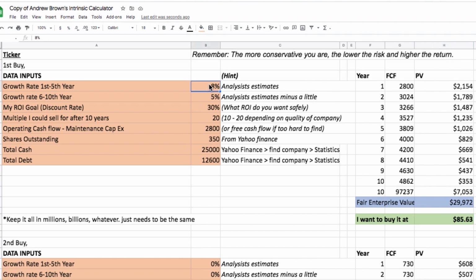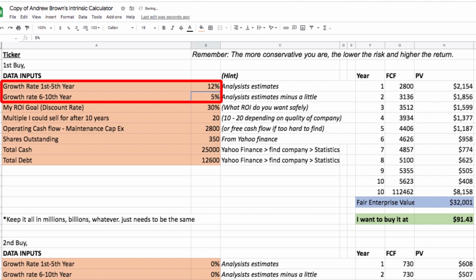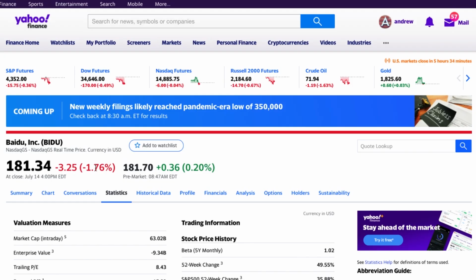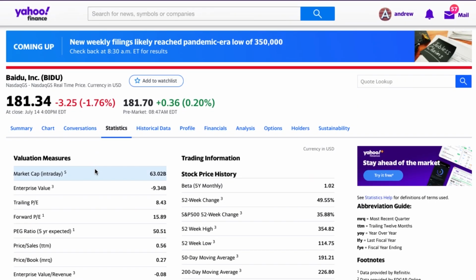Maybe I want to tinker around with these growth rates a little. Maybe I think there's a lot of promising signs out of BAIDU. I don't know. Maybe we can be really aggressive and think that you can grow at 12%. And then maybe 8%. And look, it still only means I should be buying it at about $100. So regardless, this company, in my opinion, is overvalued based on the numbers that I've looked at so far.